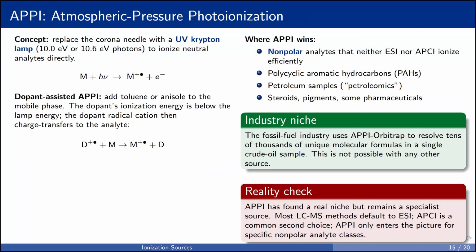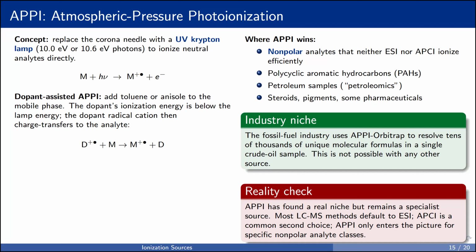APPI, atmospheric pressure photoionization, is the newest of the LC sources, dating from around 2000. Bruins and Syage developed it independently. The concept is that instead of using a corona discharge to ionize things, you use a krypton UV lamp. The lamp emits at 10 to 10.6 electron volts. A molecule with an ionization energy below 10 electron volts can absorb the photon and directly eject an electron, forming a molecular radical cation. The trick is that many common LC solvents, water and methanol, have ionization energies above 10 electron volts, so they're transparent to the lamp. Only the analyte ionizes.